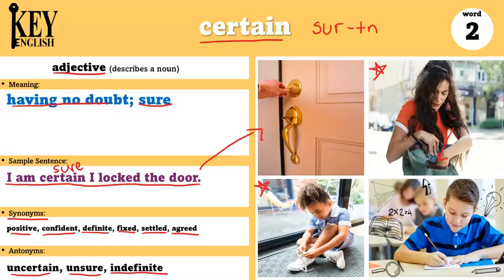This girl over here, you can say, I'm certain she knows how to tie her shoes. I'm sure that she knows how to tie her shoes. Or in this picture here, the boy is taking a test and he looks very confident. He looks like he knows what he's doing. So you can say, I'm certain that he will get a good grade. And we also often use this word with not to show that you are not sure about something. For example, I'm not certain if I locked the door before I left.